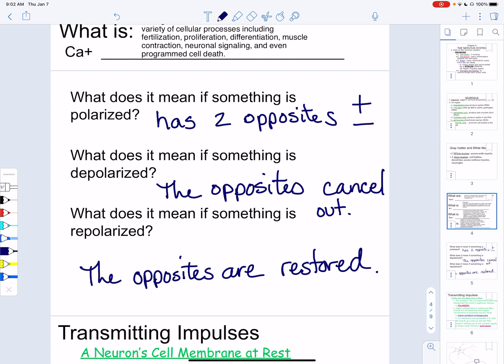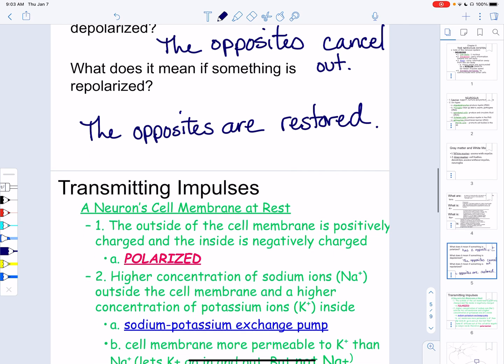Interestingly enough, we can restore the positive and negative charge, but still have chemicals not in the place where they should be as what we call the resting potential of the neuron. The resting potential is when the neuron's membrane is at rest.